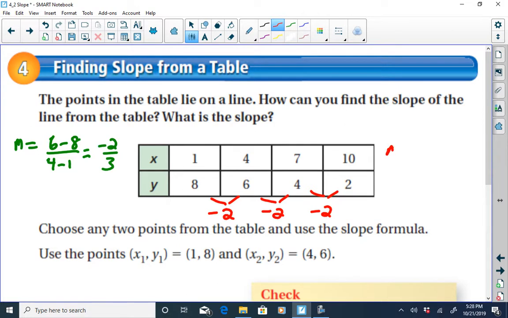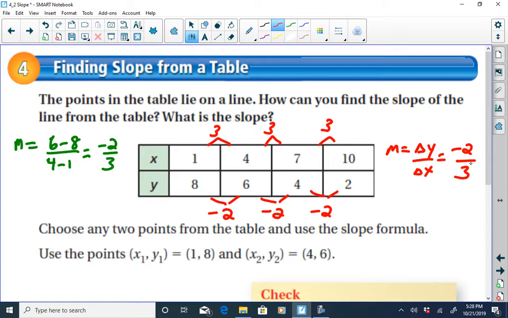So if I use my slope formula as the change in y over the change in x, my change in y is negative 2. Well, what's my change in x? From 1 to 4, that's an increase of 3. 4 to 7, that's an increase of 3. 7 to 10 is an increase of 3. So I see that constant change in the denominator is positive 3, and I still get a slope of negative 2 over 3. So when we have a table, I like to use the ratio of the change in y to the change in x.